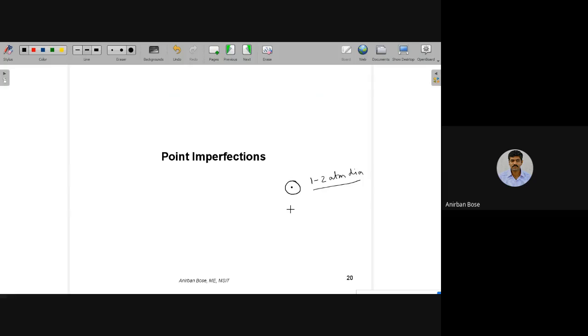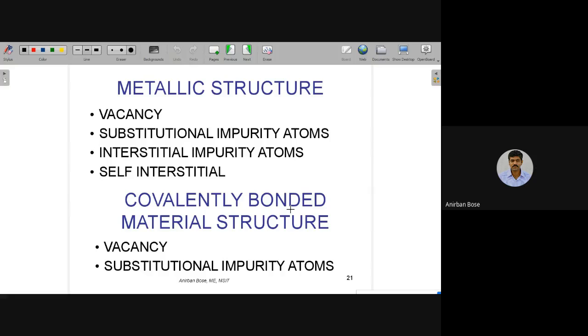If the volume that is associated is larger, then it will become a volume defect. But we are considering the range of 1 to 2 atomic diameter around the point. If that region is affected, it is a point imperfection. Now, point imperfections can be of different kinds, and we'll look at these in terms of the basic kinds of materials that we have studied.